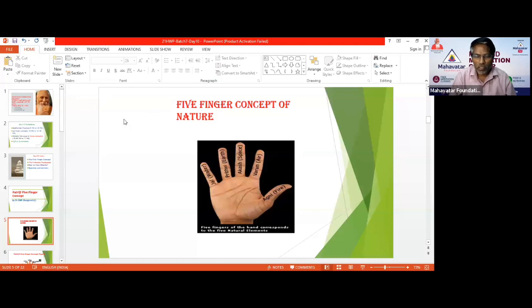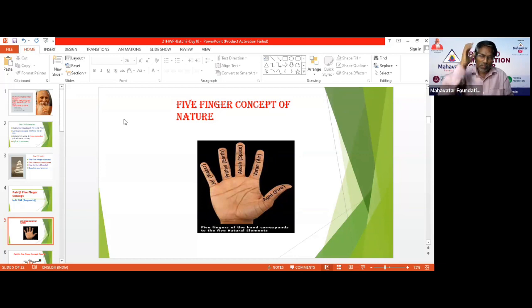We know very clearly the first one refers to fire, this one refers to the air, Vayu Tattva, Akash Tattva is space. This ring finger refers to Prithvi, that is the earth element. The last one, the little finger, refers to the water element. So this is how the five fingers are.